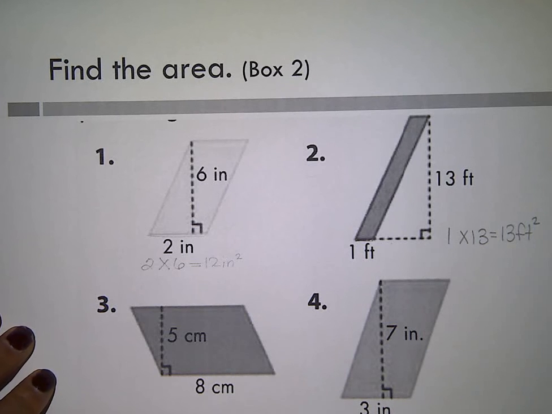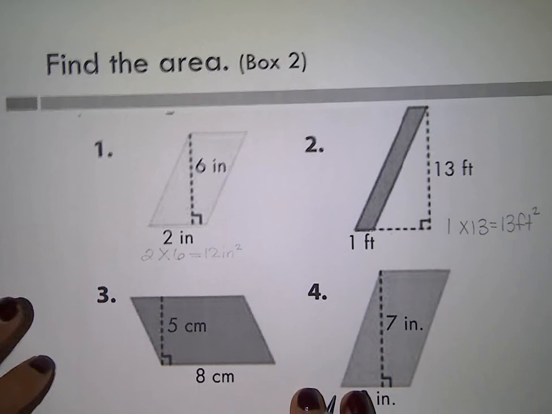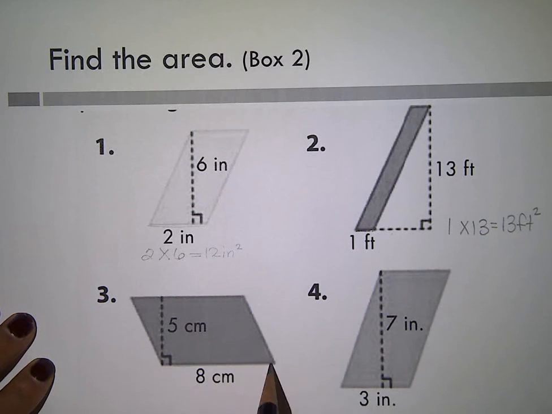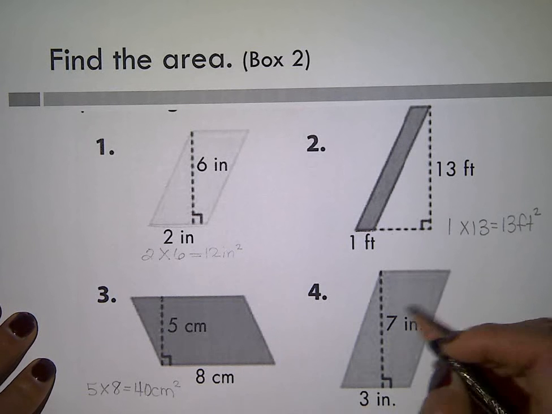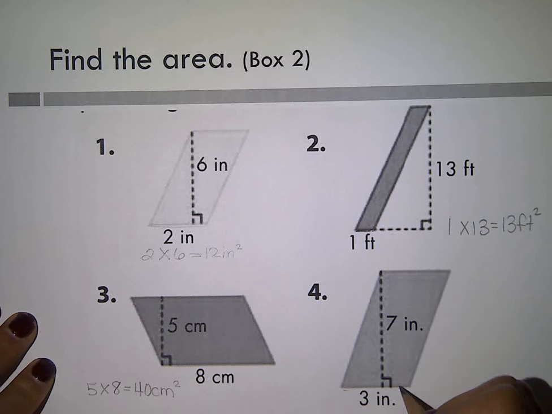Let's try another. Let's try number 3. The base is 8, the height is 5. So 5 times 8 equals 40 centimeters squared. And last one, number 4. The base is 3, and the height is 7. So 3 times 7 equals 21 inches squared.